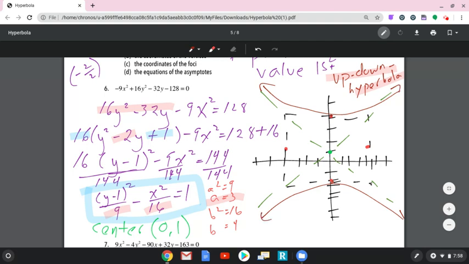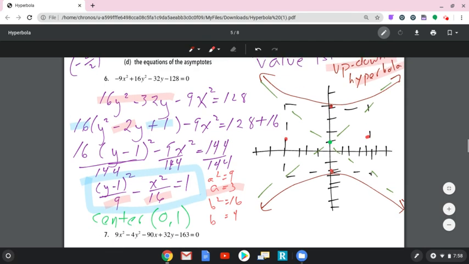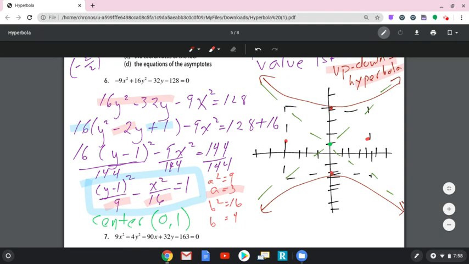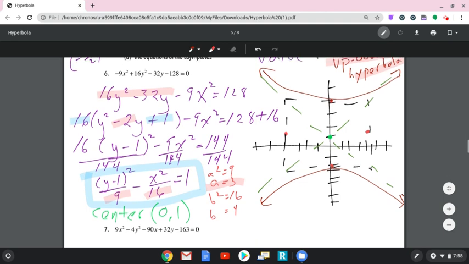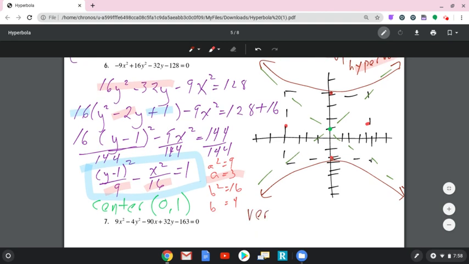Now, if I want the coordinates of my vertices, think about it. Remember, we add A to what value? The up and down helps us determine it. You guys are actually going to do number 7, but I'm just going to write below, just to have room right now. If I look at the vertices, I'm adding A to the y of my center because it's an up and down hyperbola. So my vertices will be (0, 4), because A is 3, and (0, -2).